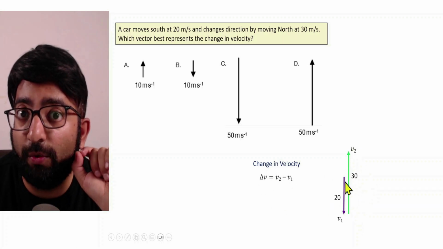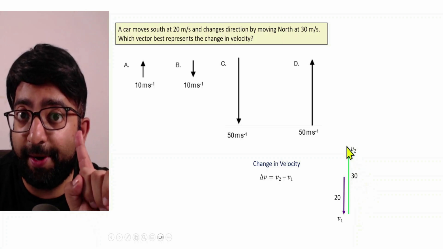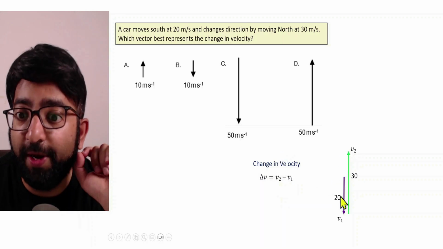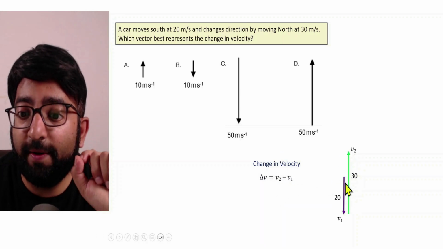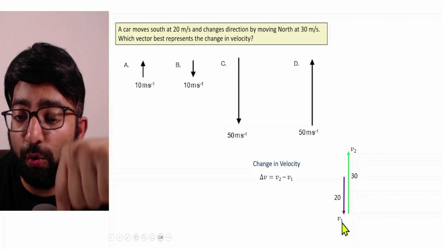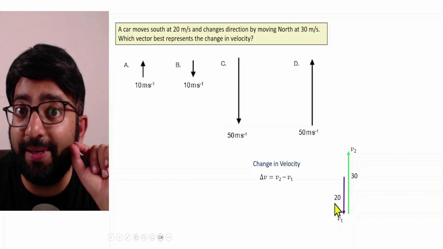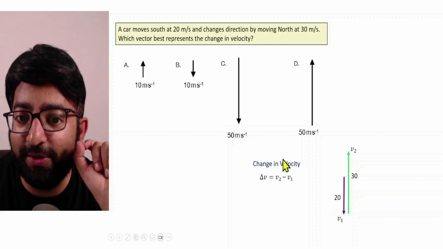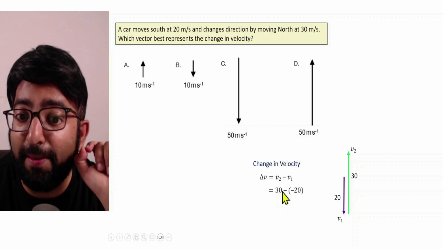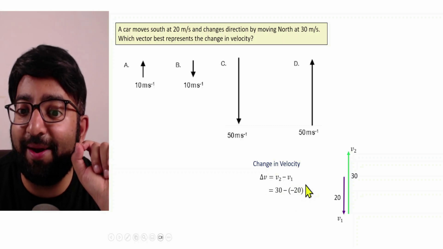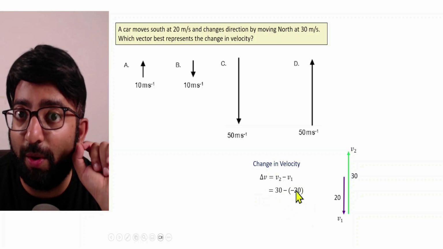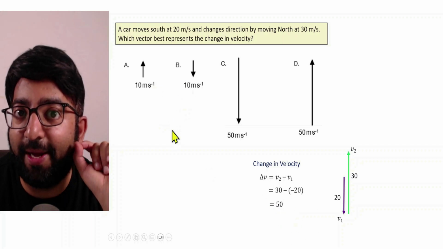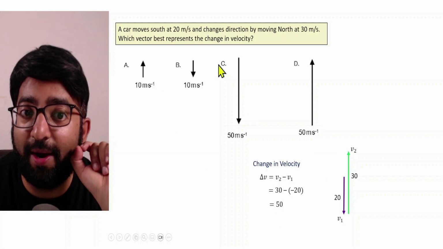v2 has a magnitude of 30 and it is going in the upward direction. So we are going to assume upward direction as positive. So v2 will be positive 30. But v1, as you can see, is going downwards. The magnitude is 20, but since it is going downwards, we are going to consider negative 20. So the change in velocity will be 30 minus negative 20. That is the key factor. If you solve this, we get 50 as the answer, which means A and B are actually wrong. The answer is either C or D.